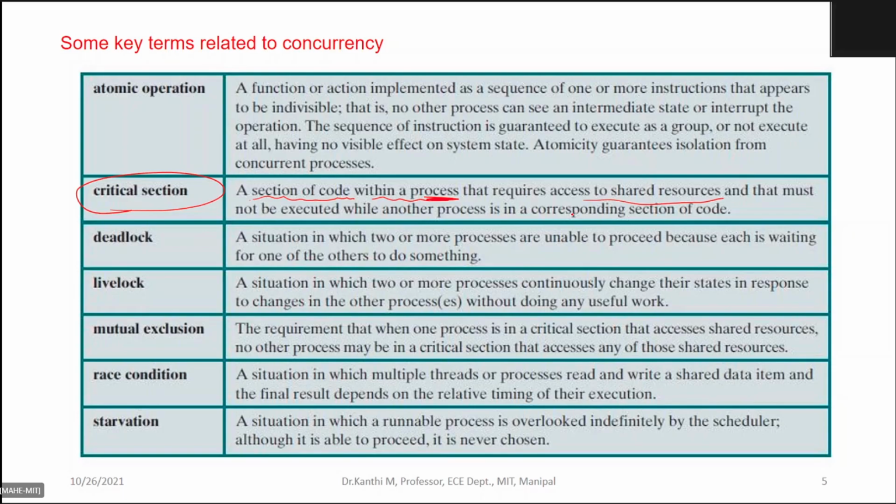Then deadlock, a situation in which two or more processes are unable to proceed. Anyway, I will have a separate lecture on this. Whenever you try to access a particular resource and more than one process is waiting for the same, but none can do anything, the system will halt. That is what you call a deadlock.